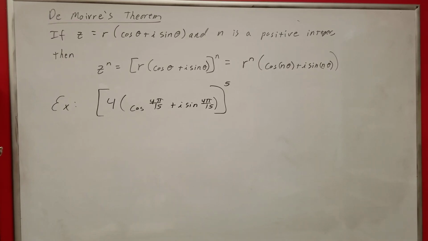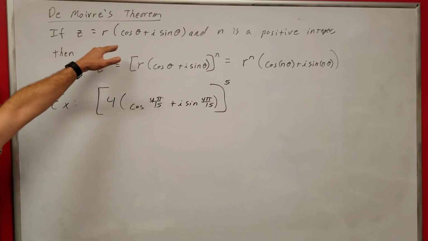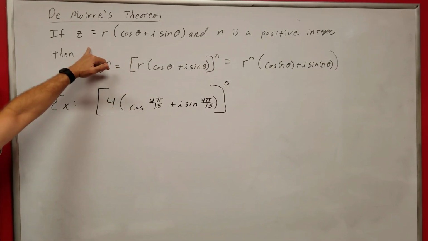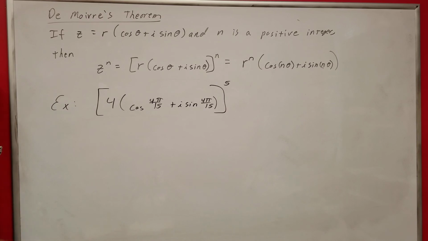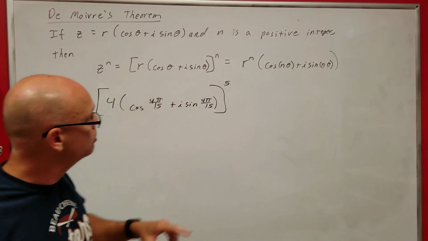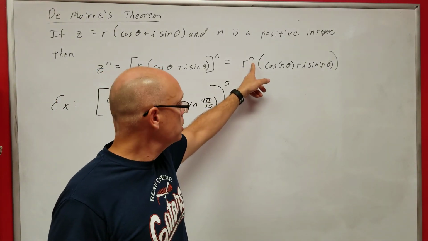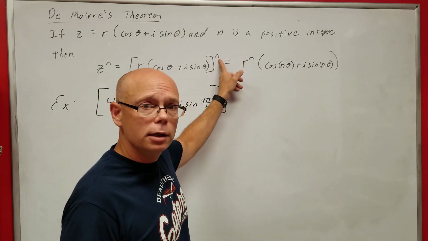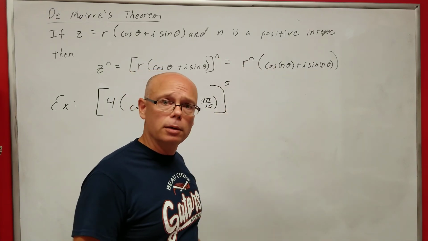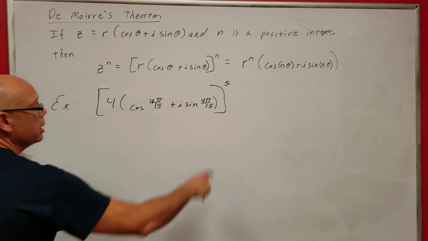Let's look at de Moivre's theorem. It says if z is equal to r cosine theta plus i sine theta, so we have a number written in polar form like this, and n is a positive integer. If I want to raise that number to the n, what do I do? Raise the modulus to that exponent, and then take that number up here and multiply by each one of these arguments. So let's say I'm taking this complex number in polar form and I'm raising it to the fifth.